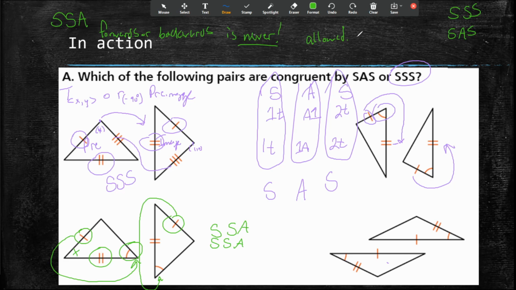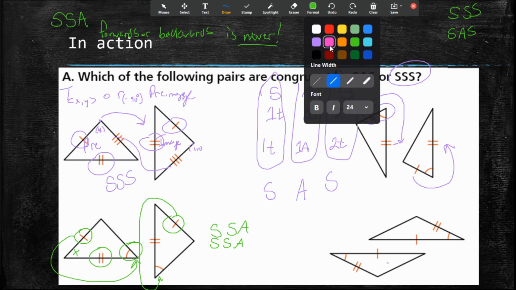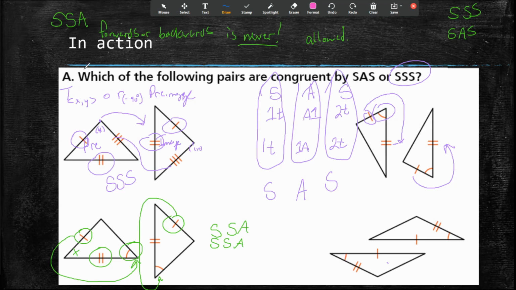Okay? So one more time. Forwards or backwards, this bad word is not allowed in this class, period. No exceptions, no questions asked other than, after I said this so many times, the only question left is, why did you choose this as an answer? Or why did you try and use this as a criterion of congruency? This never works. All right. So now with that being said, let's go to our last one.